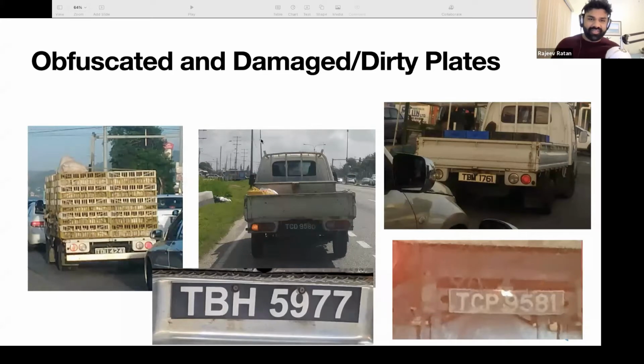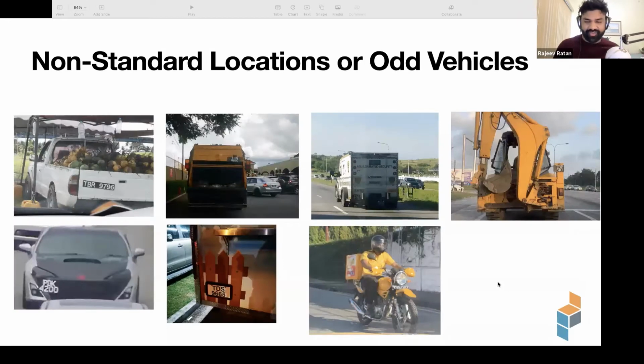And then you have some damaged or obfuscated plates. These aren't too bad, just the best examples I could find in my image data set. You have things like the tow bar blocking some of the letters. This plate is bent. These have screws over the letters. This one has a bumper on it. So you can generally see there are sometimes obstructions over the plate.